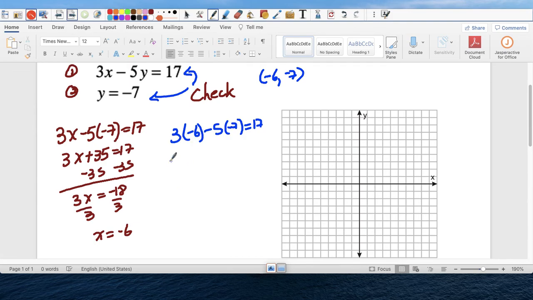3 times negative 6 is negative 18. Negative and negative is positive, so it's 35 and 17. And negative 18 plus 35 is 17. So we are good. So let me graph this.